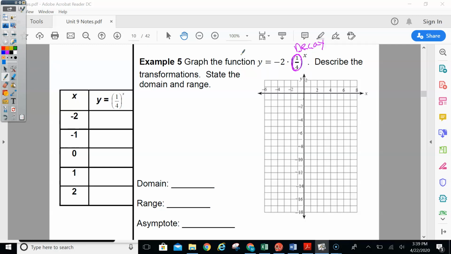However, because it's a negative in the front, this tells me to reflect it over the x-axis. Then it's going to change this to growth. It's going to make it go up from left to right. And then the 2 in the front makes it stretch by 2.